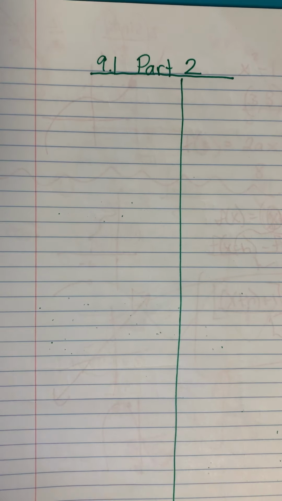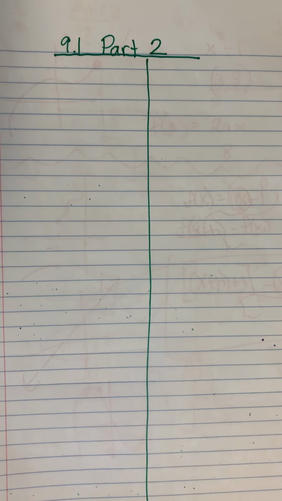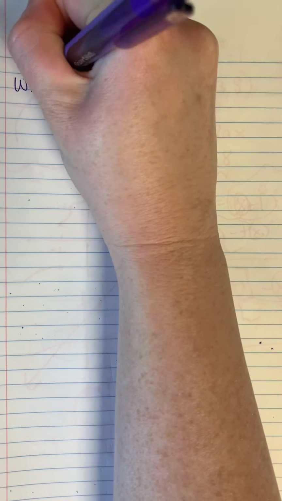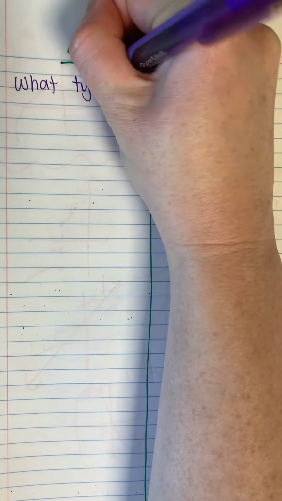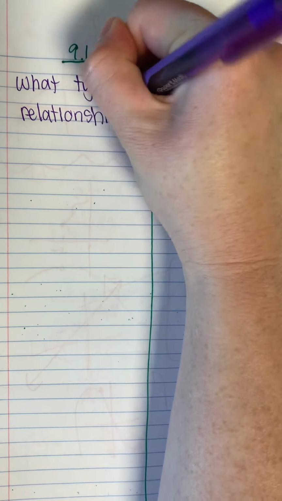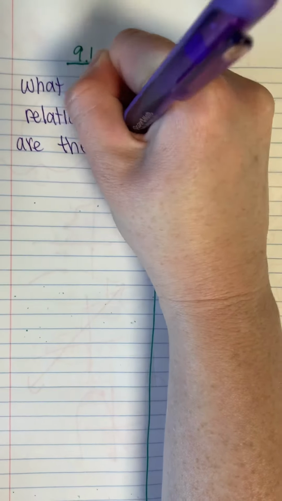All right, we're doing part 2 of 9.1. So we already talked a little bit about relationships in scatter plots. We're going to dive into that a little bit more. So the main question is, what type of relationships are there in scatter plots?